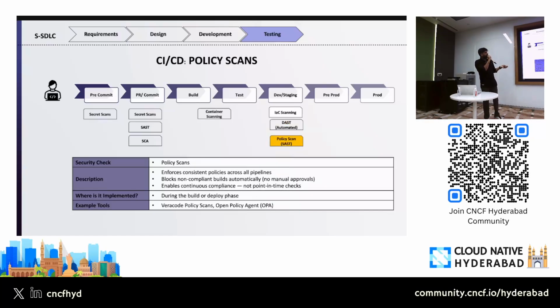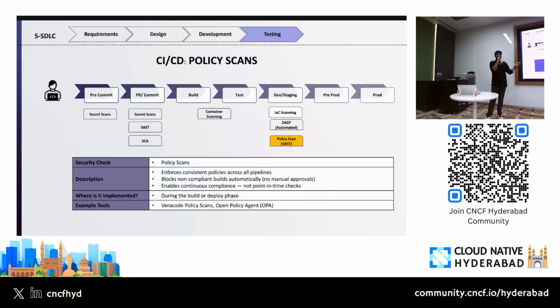Okay, and next is policy scans. You can run these after DAST. We are running it after deploying to a staging environment or the non-prod environment. These policy scans mainly help at the organization's level. Let's say you have hundreds of DevOps pipelines, hundreds of applications. How do you make sure that each pipeline is following the same level of security standards which is set by the organization? That's where the policy scans come into the picture.